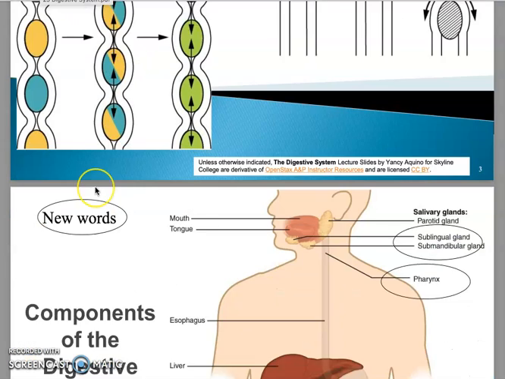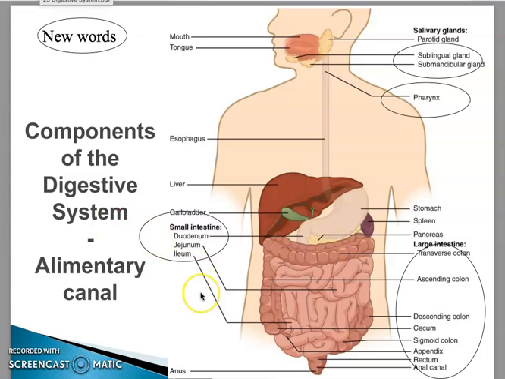Let's get started. So on the first slide we have here, it's a nice breakdown of the components of the digestive system. So this is everything inclusive of your salivary glands within the mouth, your pharynx, the esophagus, your liver, pancreas, small intestine, large intestine, all of that here. This is referred to as the alimentary canal. The alimentary canal is the entire system from start to finish of the passageway of food.